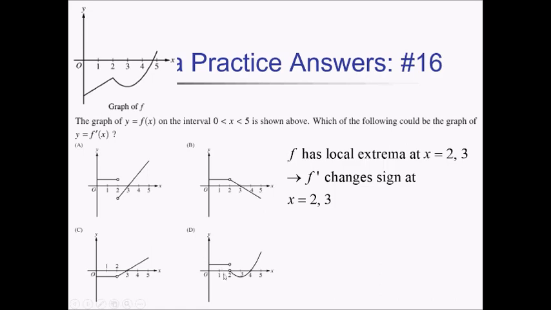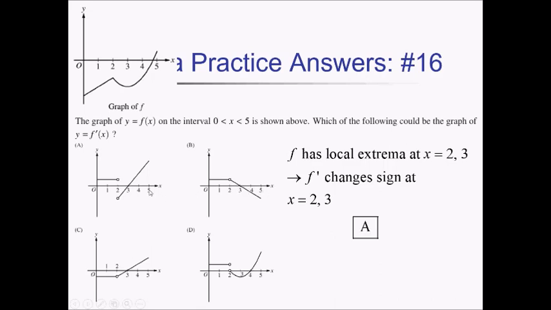And then choice D, we're not really changing sign at 2. Yeah, we kind of are. Yeah, I guess so. We'll count it. So we're changing sign at 2, but at 3, we're not changing sign. So it looks like only choice A actually meets this condition.